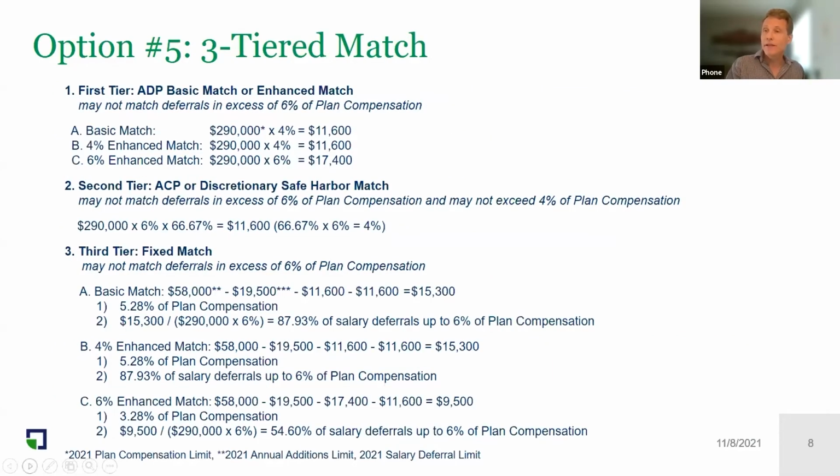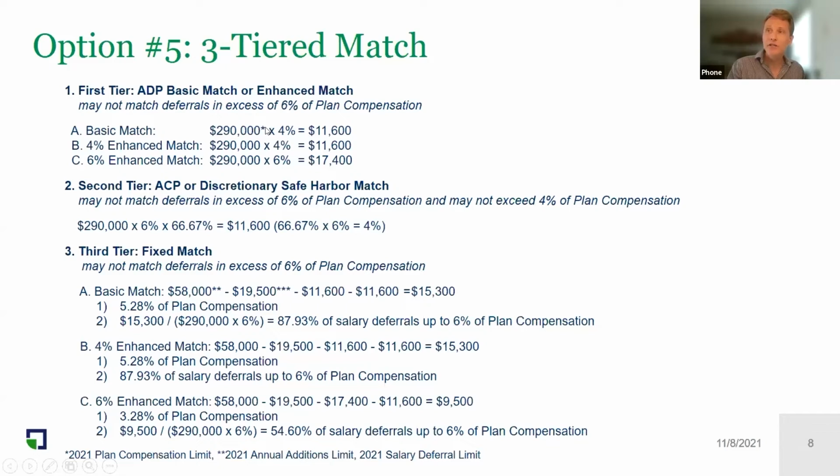Okay, then there's the tiered match. Under the 3-tier match method, there's a first match which we call satisfies the ADP safe harbor, okay? The match may not exceed 6% of plan compensation. Deferrals that exceed 6% of plan compensation, you could do a basic match. You could do an enhanced match of 4 or 6%.